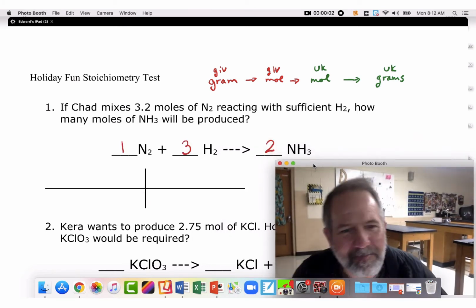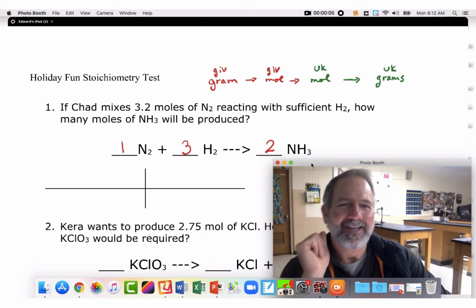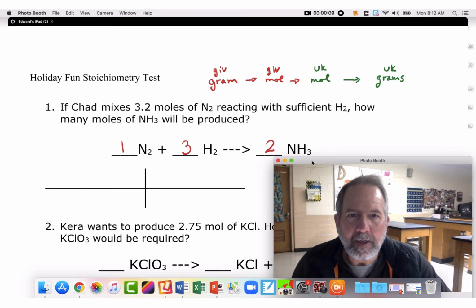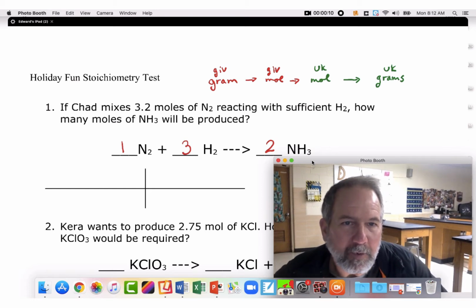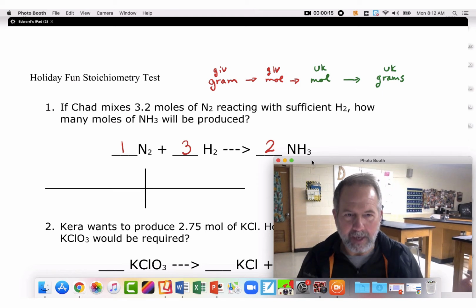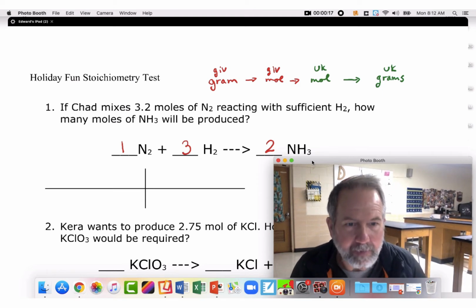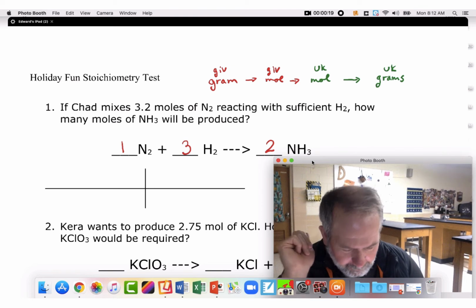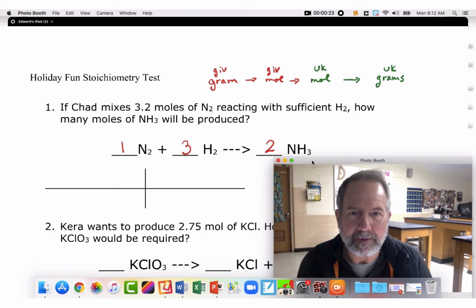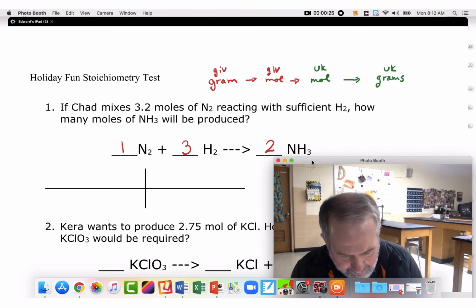I'm back right now, so I'll see where I left off. I think I just had written up a map here: grams of given, moles of given, moles of unknown, and grams of unknown. So remember that pattern, right? That's going to be the same pattern for this whole thing today. The first thing we want to do is write down our givens, and I like to do that above the balanced equation.